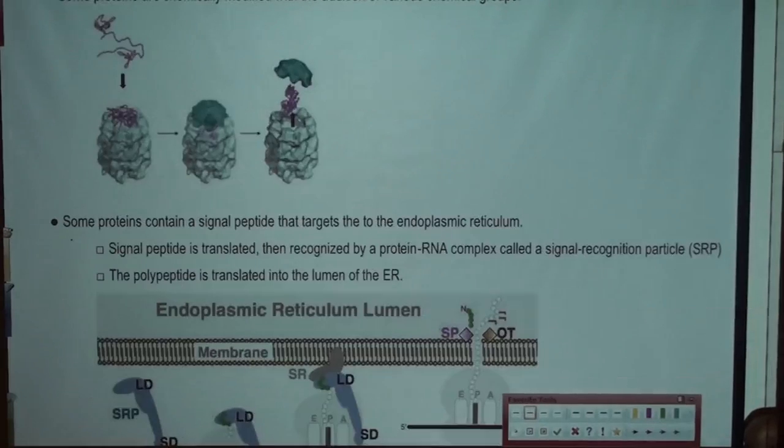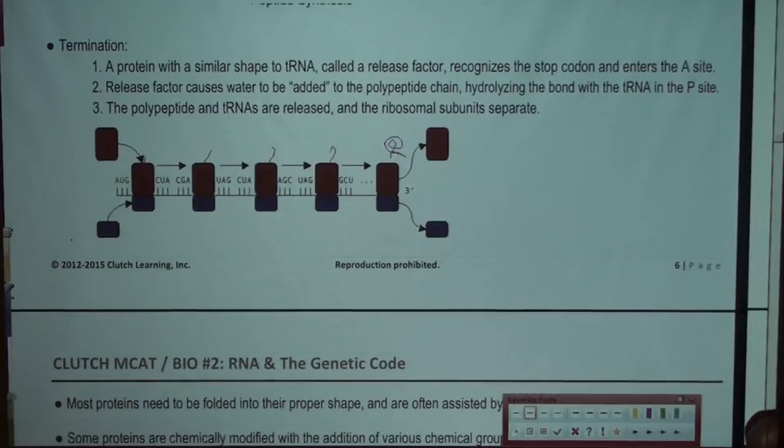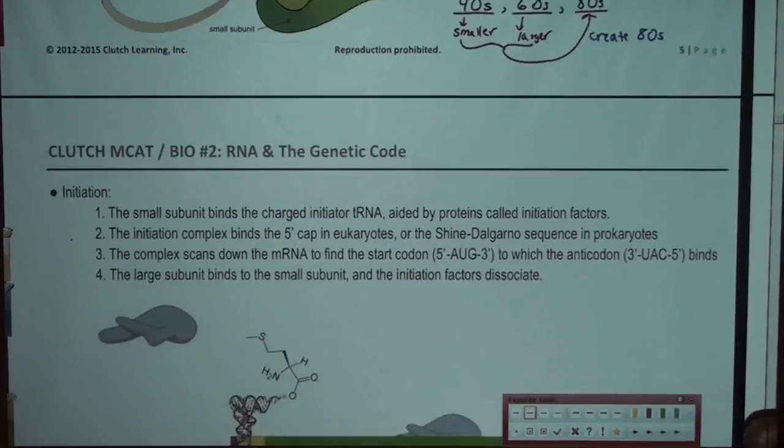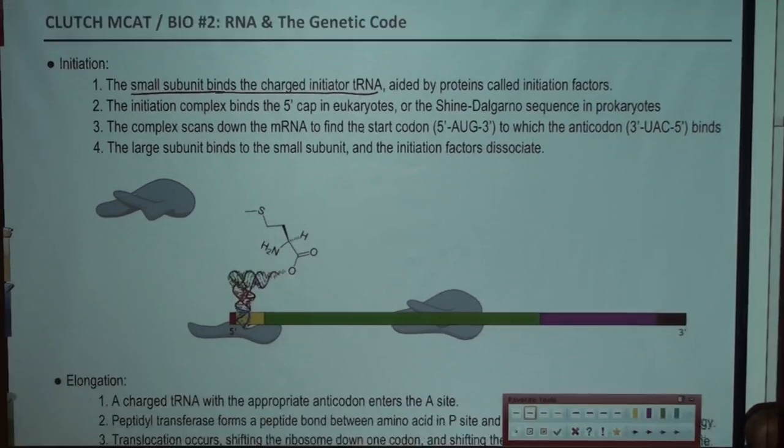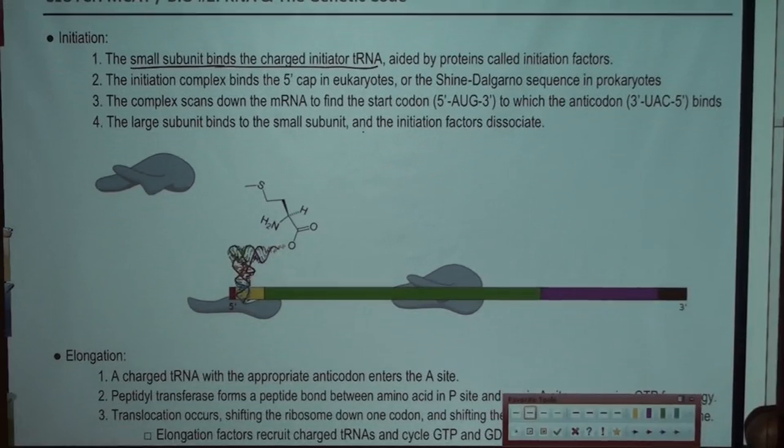So for initiation, the first thing is that the small subunit binds the charged initial tRNA, aided by proteins called initiation factors. So initiation factors help the smaller subunit to attach to your mRNA.